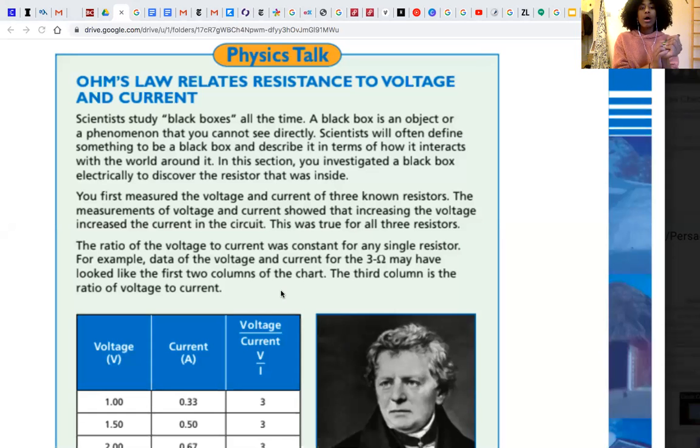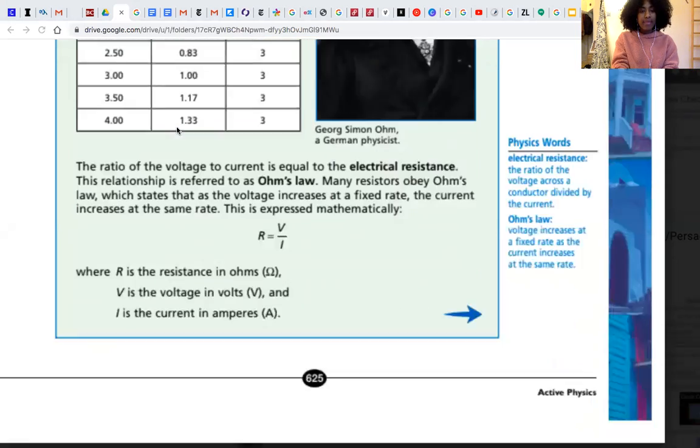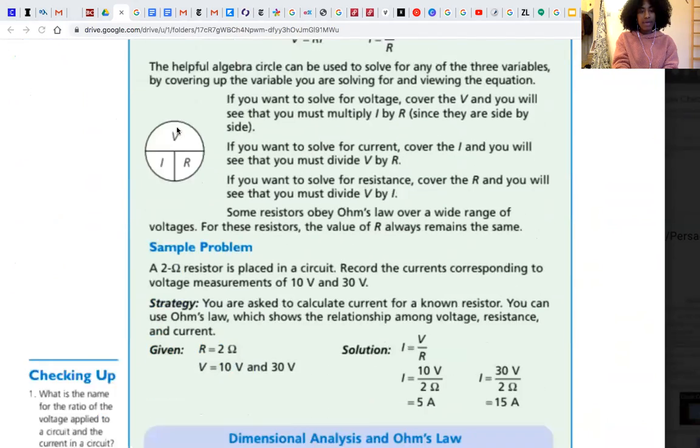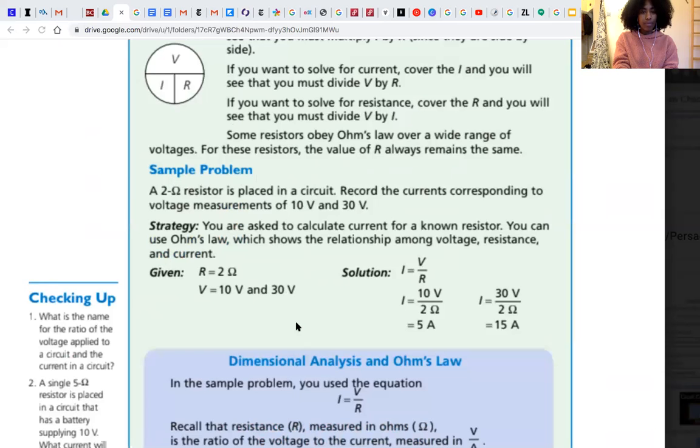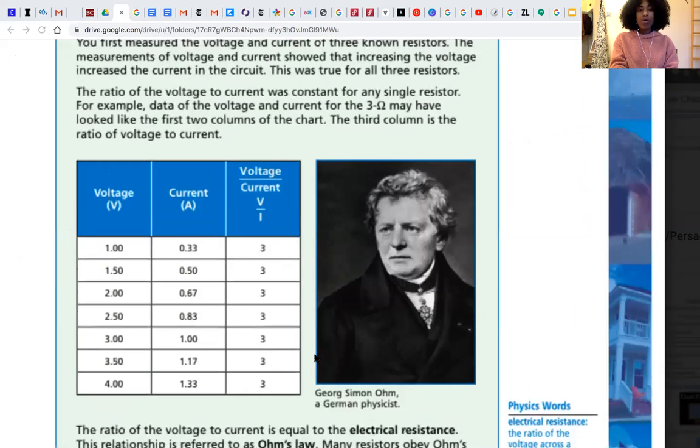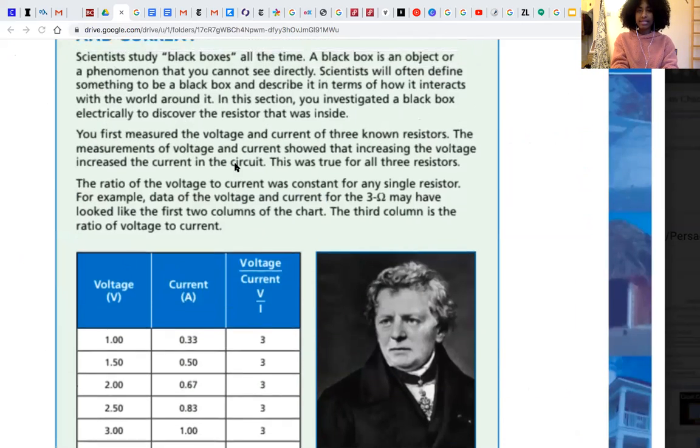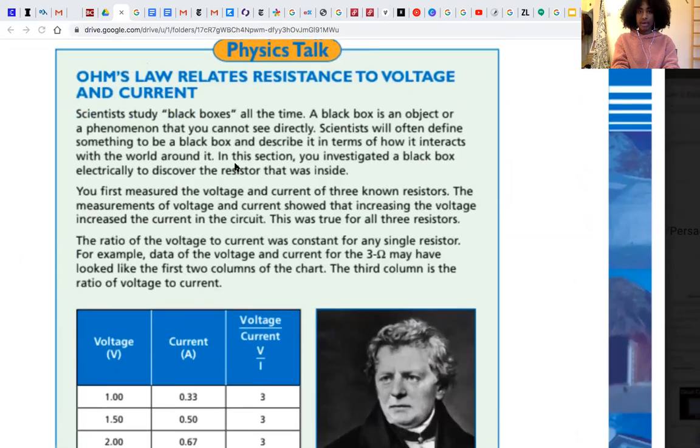Okay, so as always, we want to make sure that we have read our headings and our subheadings. So let's just take a look and do that now. We have Ohm's law relates resistance to voltage and current. And then we're looking here and we have another subheading, which is a sample problem. And we have a box here that talks about dimensional analysis and Ohm's law. Okay, so if you are doing your reading guide right now, you want to be thinking about where I should really be paying attention to where my answers are going to come from.